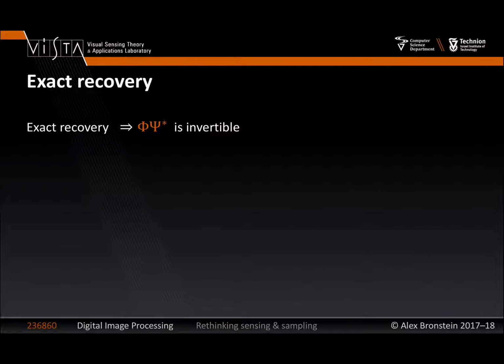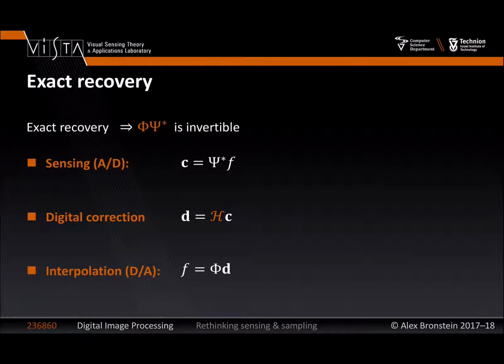Now, when are we going to have exact recovery? Exact recovery means that the sampling and the interpolation procedures are invertible. They will give us identity. So first of all, we have the sampling. It's the A to D, the analog to digital. Then we have this digital correction, which we already discovered is a filter. And then we have the D to A, the interpolation, the digital to analog conversion, which is the synthesis operator. And we would like this H to be, first of all, invertible, and we would like the end-to-end operation to be identity. Then we say that we have exact recovery, right?